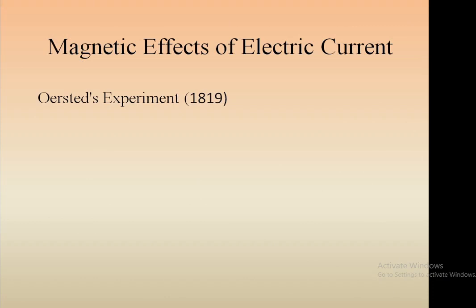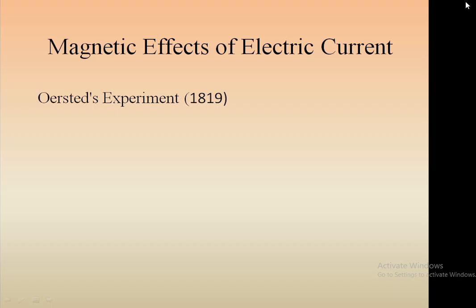We can go through the magnetic effects of electric current. As we know, till the beginning of the 19th century, the scientific world believed that both electricity and magnetism were entirely two different branches of physics. After the discovery by Christian Oersted in 1819, we realized that electricity and magnetism are closely related.